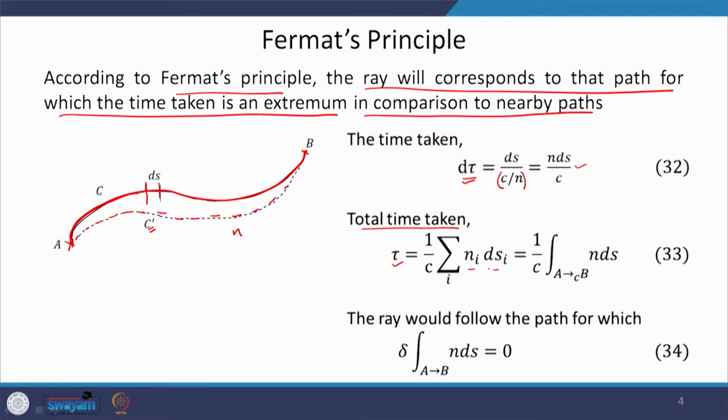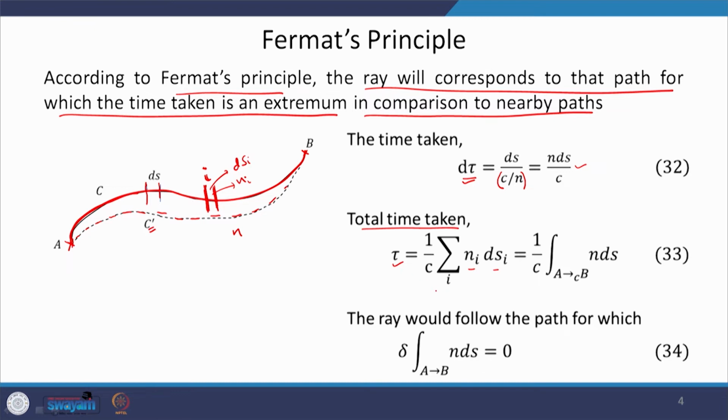This total time would be given by tau, which would be equal to 1 by c sigma over n_i ds_i, where ds_i is the path length element for a strip i, where i is any random strip, and ds_i is the associated path length, and n_i is the refractive index of the medium within that strip. I repeat, we choose a random strip, a random length element along the curve C. In this random length element, the length of this curve is ds_i. The refractive index of the medium within this length element is n_i, and we name this element as the ith element.